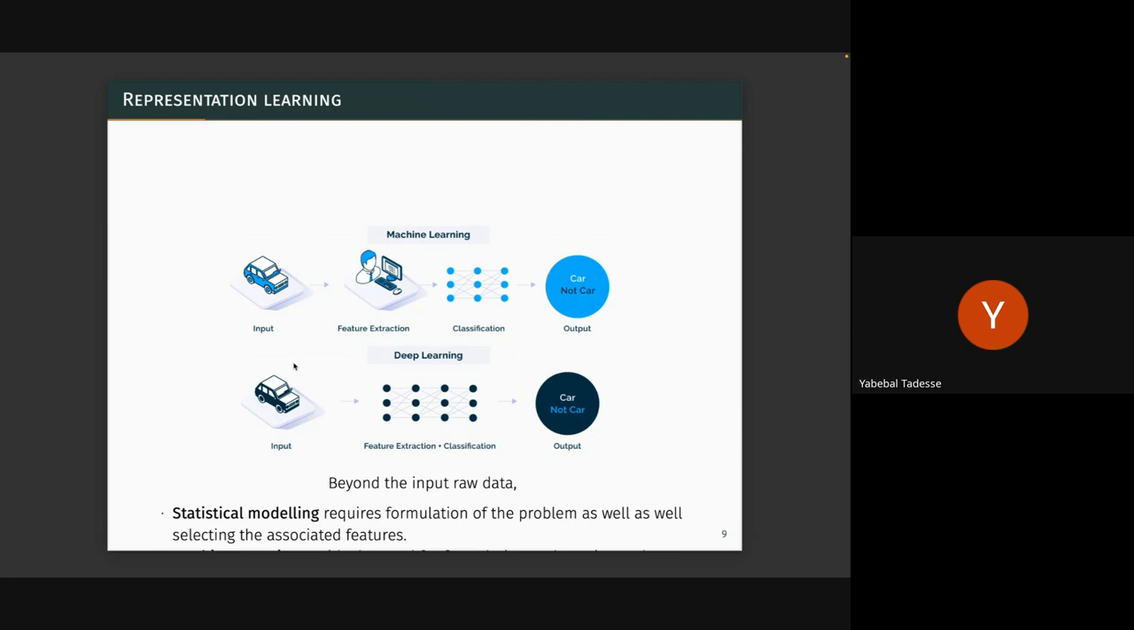Okay. And that makes deep learning more suitable, but also data-hungry: because it has lots of parameters, for that reason it needs lots of data. Machine learning could work with hundreds of cars. Deep learning, to even start, needs thousands of cars, right? So that's the difference between them. Statistical modeling, therefore, requires formulation of the problem as well as selecting the associated features.